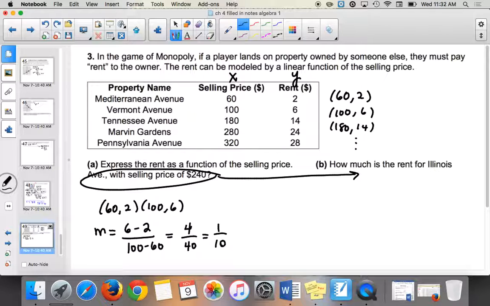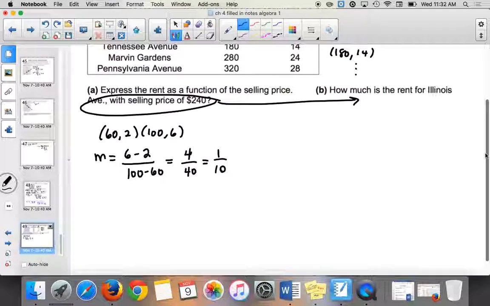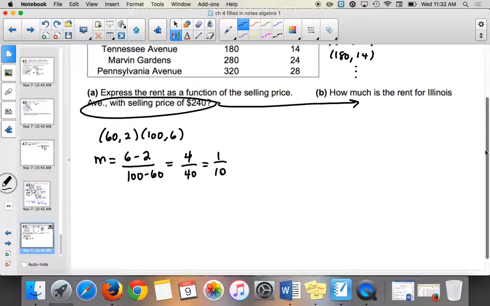So that's your slope. We don't have the y-intercept, right? We don't have any point that says 0, comma whatever. It wouldn't make sense to have a 0 for your selling price. So we're going to use either point. Let's say I set up my y equals mx plus b, and I'm replacing my m with my slope. So my m is being replaced by 1 over 10. We can plug in any point that we want for our x and our y.